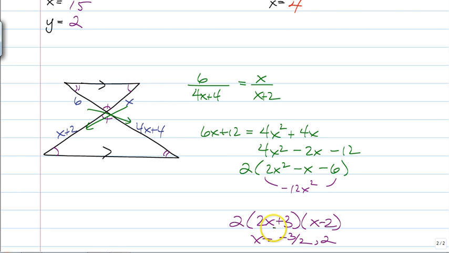Now, here's the thing. Can x be a negative length? No. So your only answer is 2. That's it for this video.